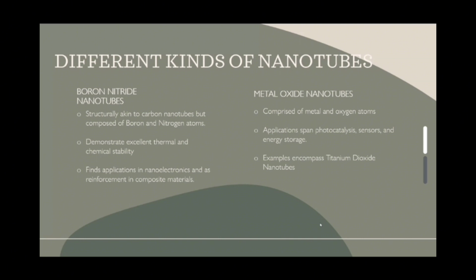Boron nitride nanotubes demonstrate excellent thermal and chemical stability, and find application in nanoelectronics and as reinforcement in composite materials. While metal oxide nanotubes' applications span photocatalysis, sensors, and energy storage. An example is titanium dioxide nanotubes.